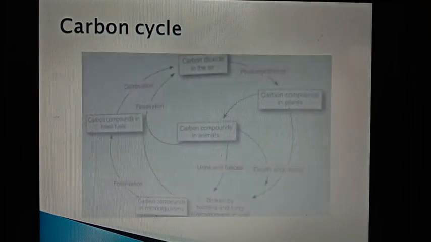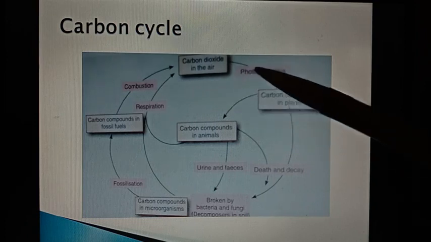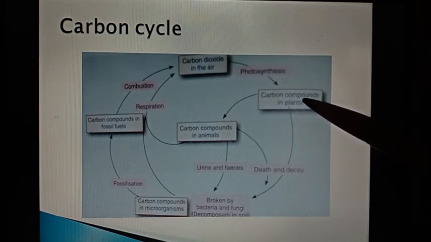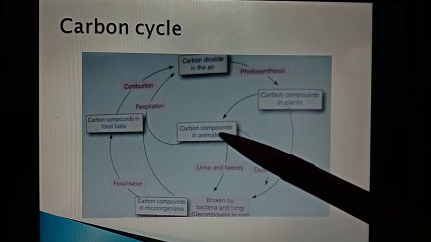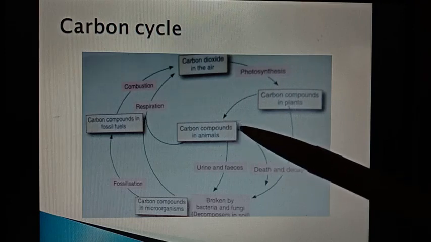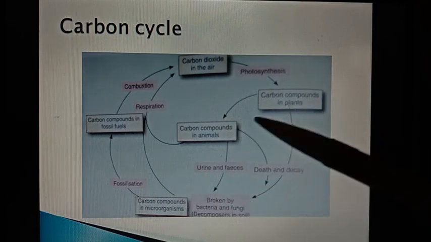Let us move on to the carbon cycle. This is the diagram representing the carbon cycle. From the carbon cycle, we can see here carbon dioxide is in the air. Through photosynthesis, it comes into the plants, forming carbon compounds in the plants. When those plants are eaten by the animals, carbon compounds are formed in the animals. Carbon is released through respiration, through the urine and feces, and through the death and decay of the plants and animals.